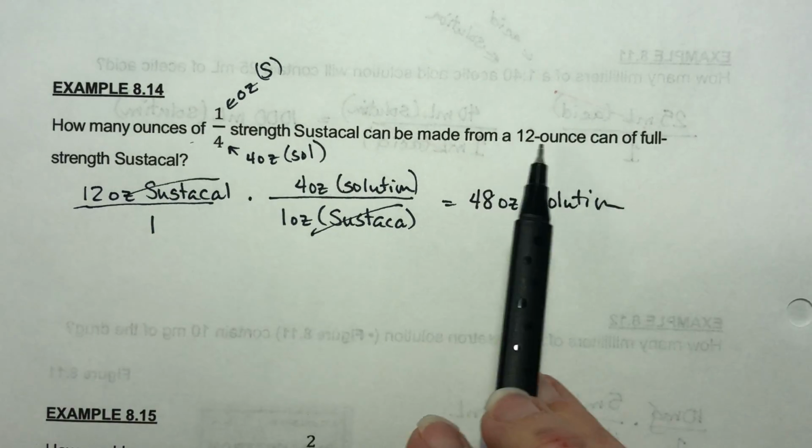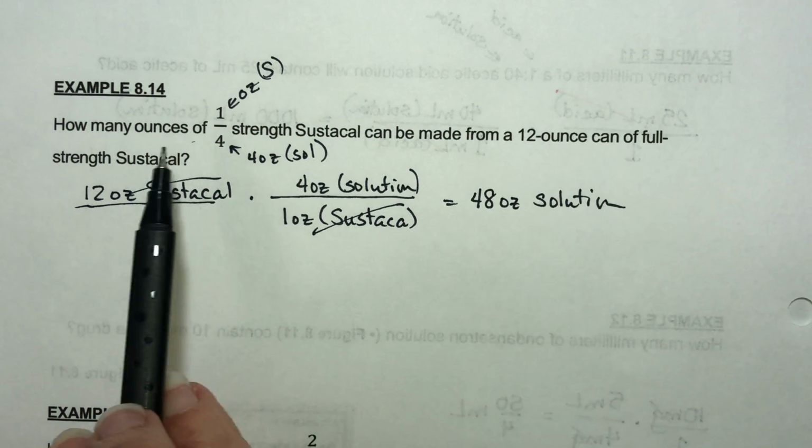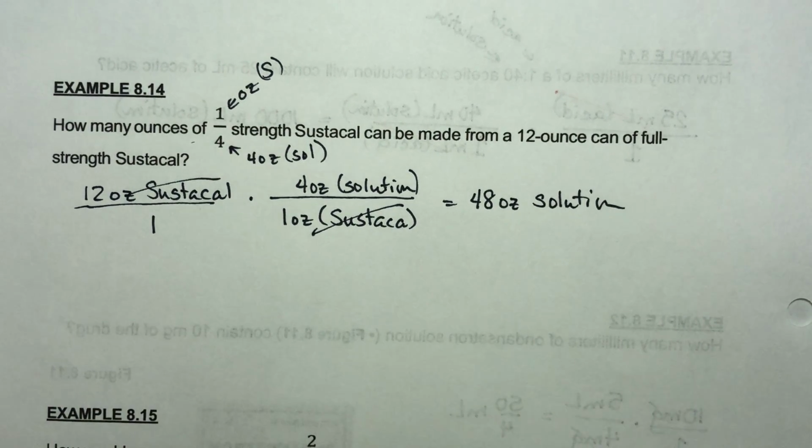So if I'm trying to take this and water it down to a quarter strength, then I'm going to end up with 48 ounces of the whole solution.